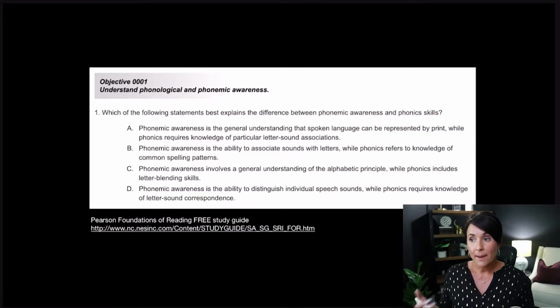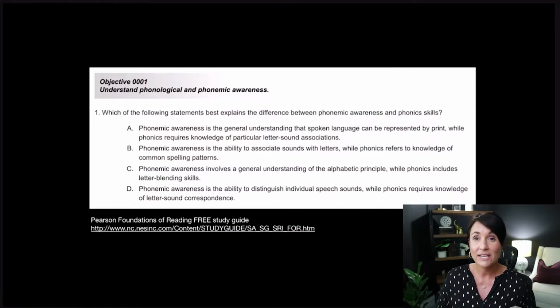Now let's take a look at what that might look like on the exam. This particular question comes from the Pearson Foundations of Reading free study guide on the website, and I'll link all of that up below. I want to talk to you about this particular question because it's a good one. And what we just talked about with the umbrella is going to help you with questions like this. This comes from their free practice test on their site.